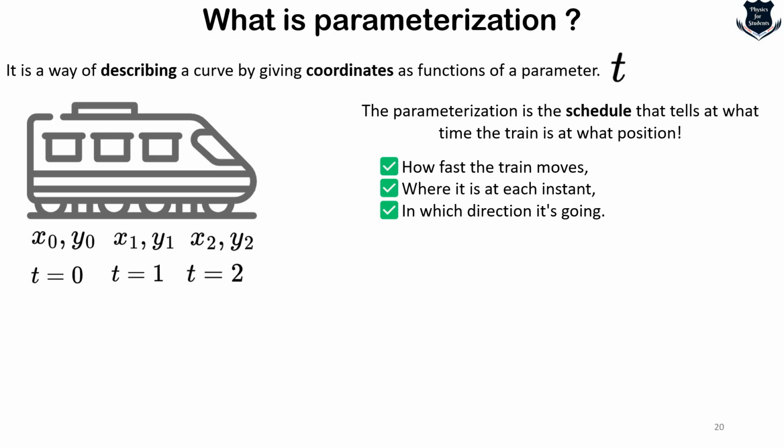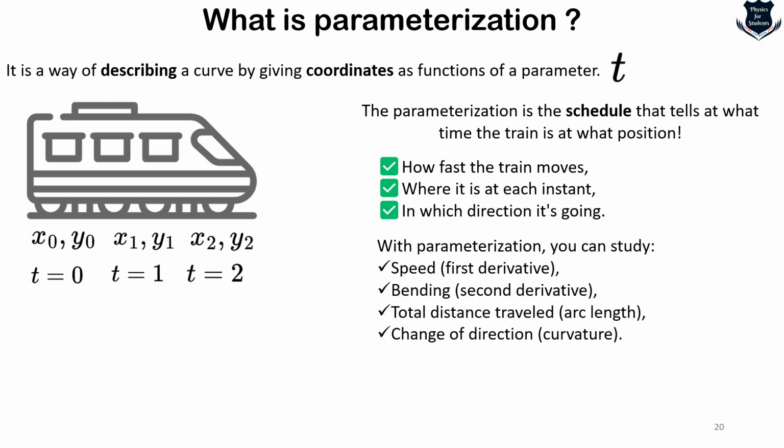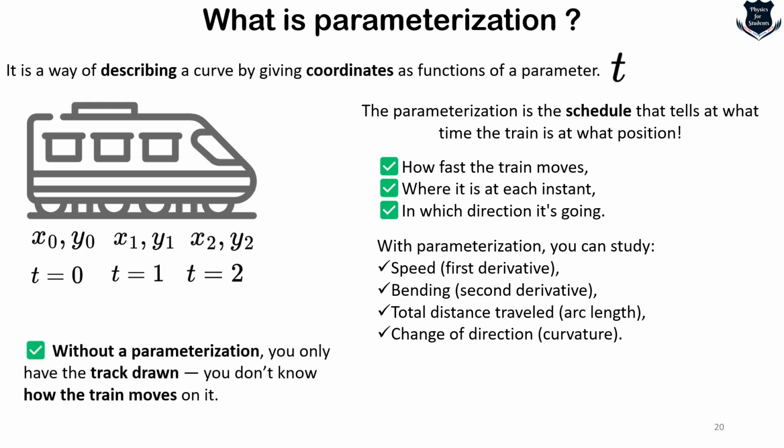You can imagine the rail track to be the geometry, and the schedule tells how fast the train moves, where it is, and in which direction it is going. So with a parameterization, what you can understand is the speed, which is called the first derivative, the bending, the second derivative, the total distance, and the change of direction, or curvature.